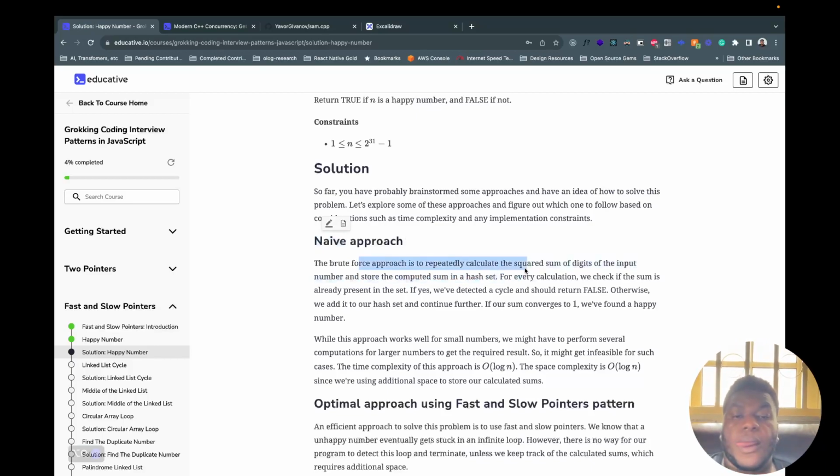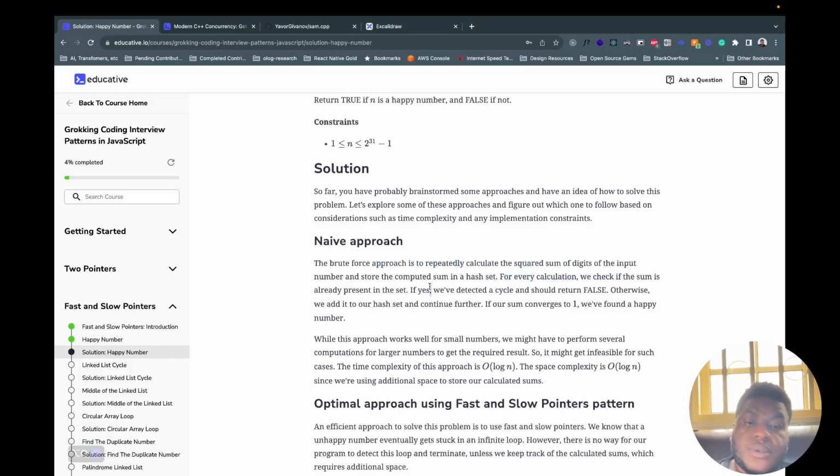Calculate the squared sum of digits of the input number. Check if the sum is already present in the set. If yes, we return false.